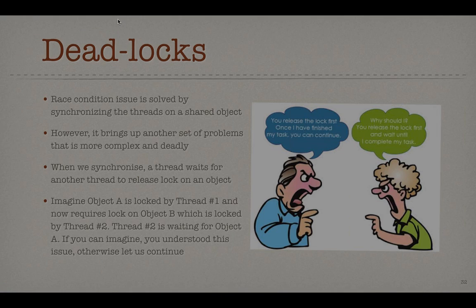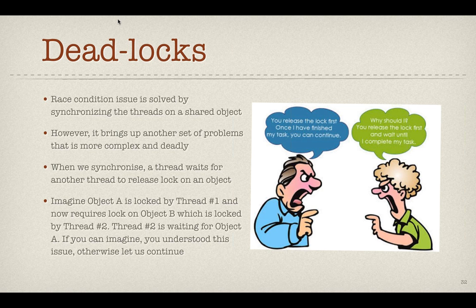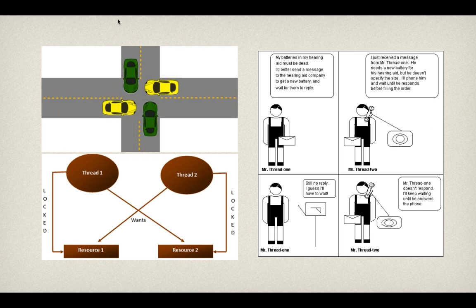If we don't solve the race condition properly or with proper care, we may run into deadlocks. Imagine all these scenarios. All these scenarios are deadlocks. In the top left corner, no car can move, because every car is blocked by other cars. And the bottom left picture is actually the example that I've just explained.